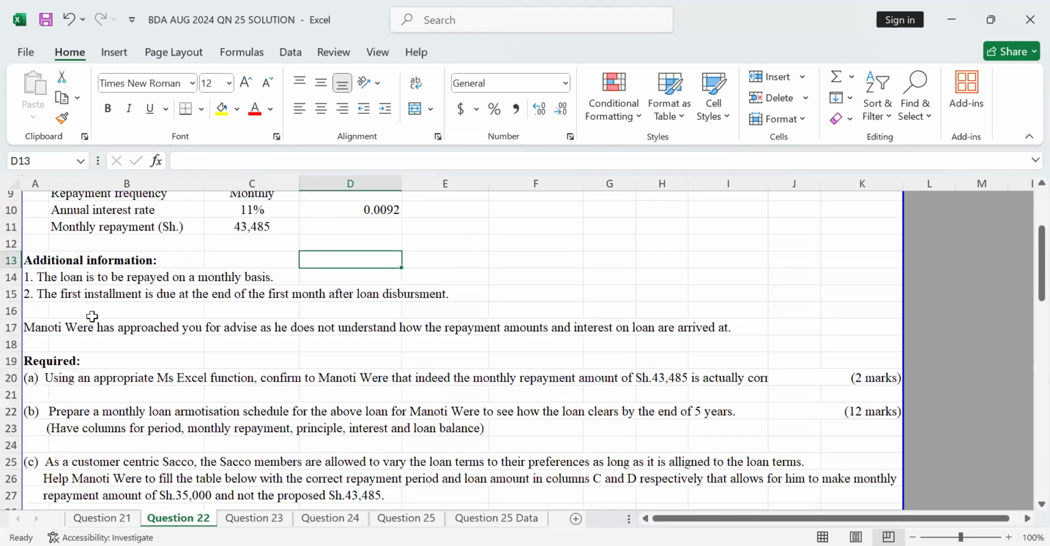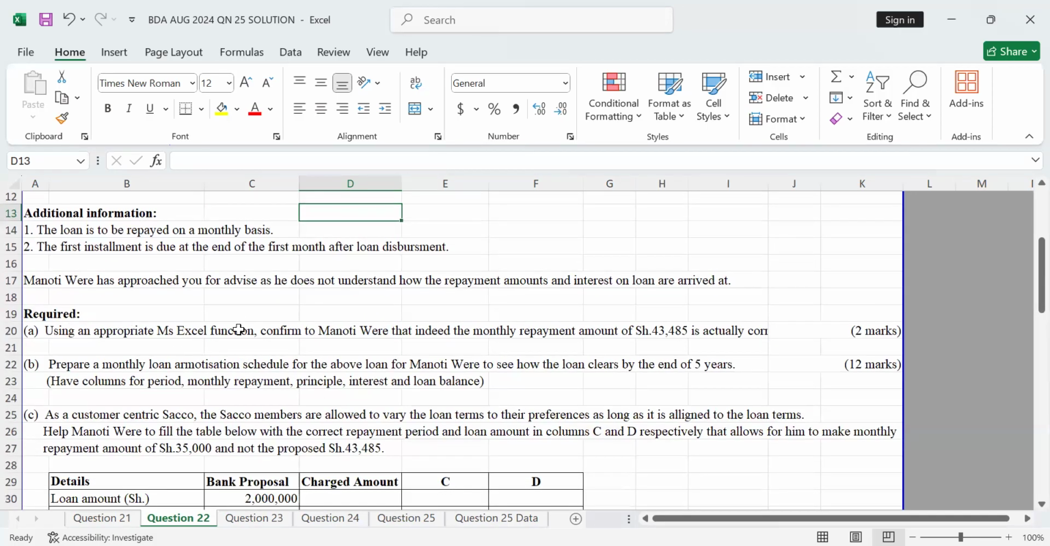The loan is to be repaid on a monthly basis. The first installment is due at the end of the first month after loan disbursement. Manoti Were has approached you for advice. He does not understand how the repayment amounts and interest on the loan are arrived at. So you are required, using the appropriate Excel function, to confirm to Manoti Were that indeed the monthly repayment of 485 is correct.